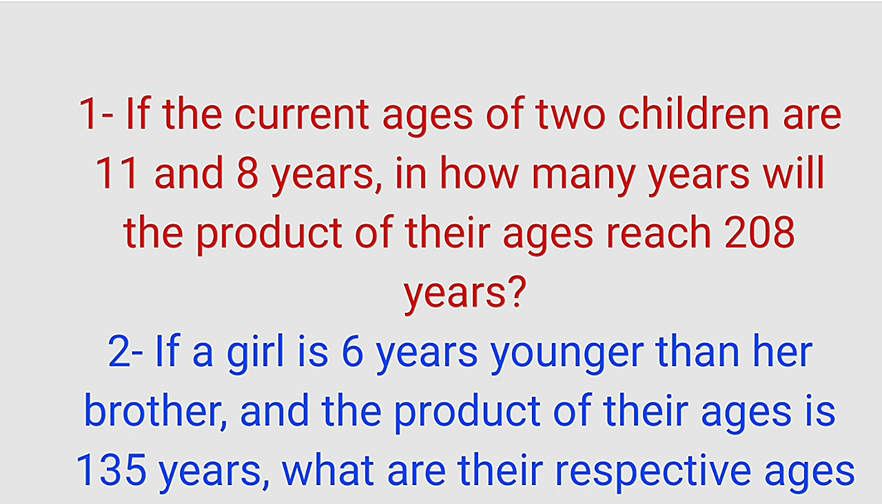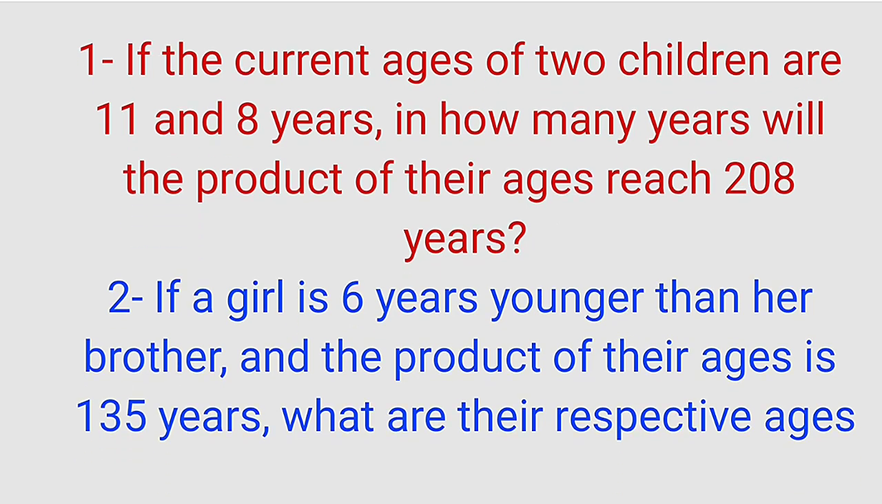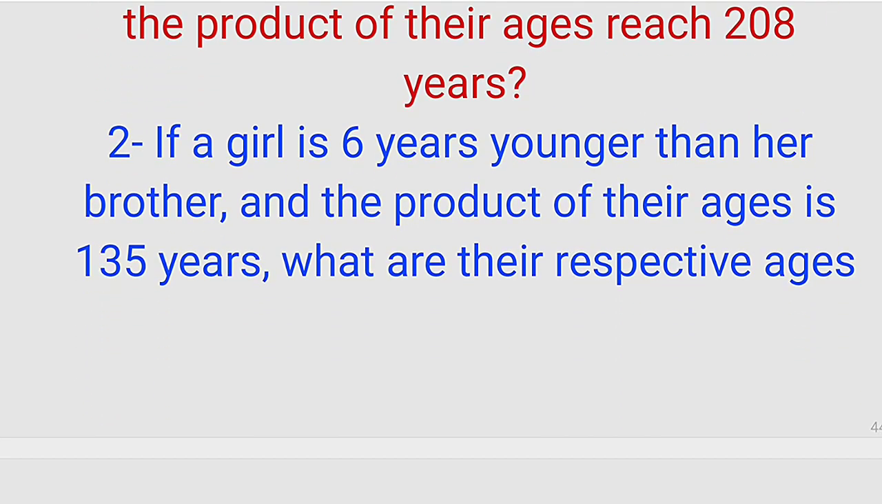And the two questions are related to ages. The first question reads, if the current ages of two children are 11 and 8 years, in how many years will the product of their ages reach 208 years? While the second question reads, if a girl is 6 years younger than her brother, and the product of their ages is 135 years, what are their respective ages?